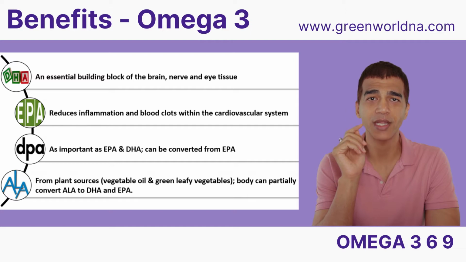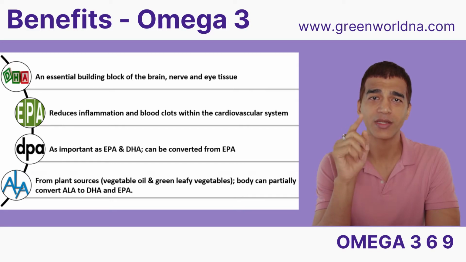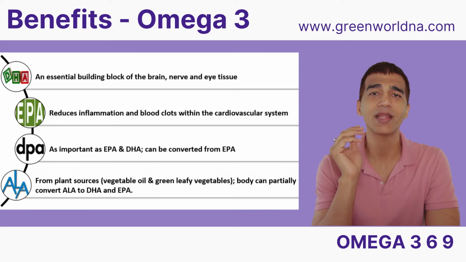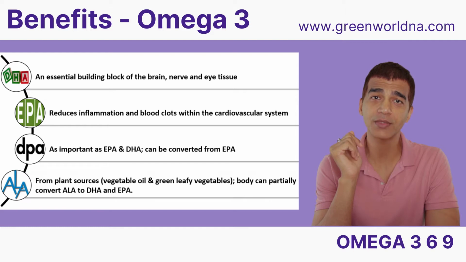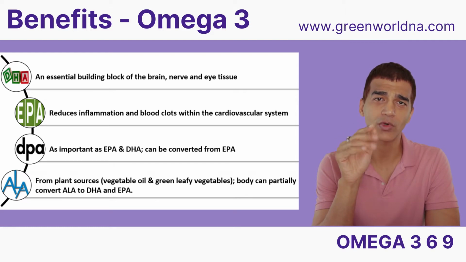Then we have DPA. It is as essential as DHA and EPA because DPA is a kind of fatty acid which acts like a key. It opens up and makes way for DHA and EPA to perform their function and get utilized properly. In a nutshell, without DPA, you will not be able to absorb DHA and EPA. And then we have ALA, which can be partially derived even from vegetable oils, green leafy vegetables, and our body can partially convert ALA into DHA and EPA.